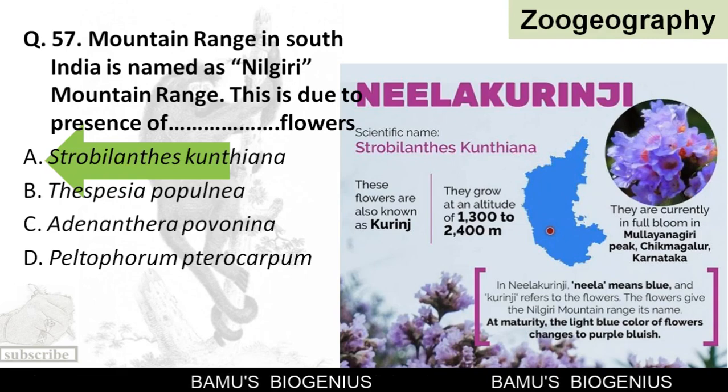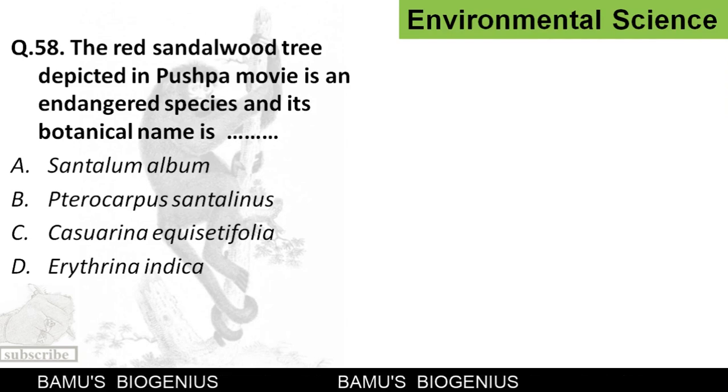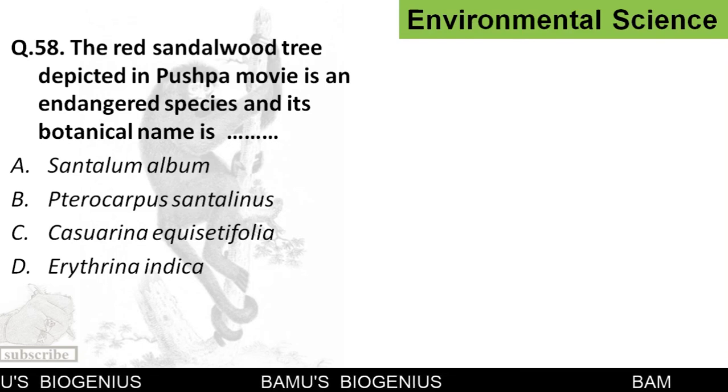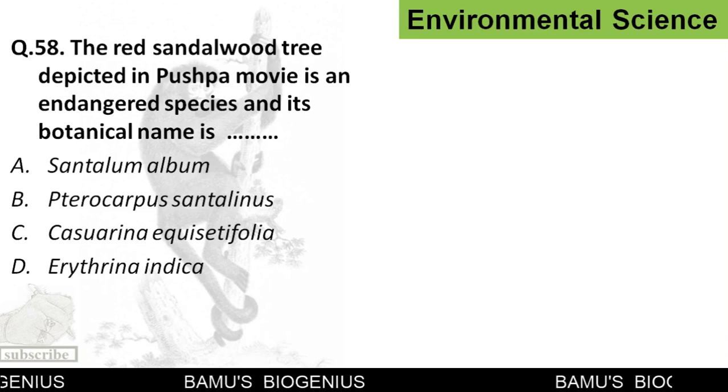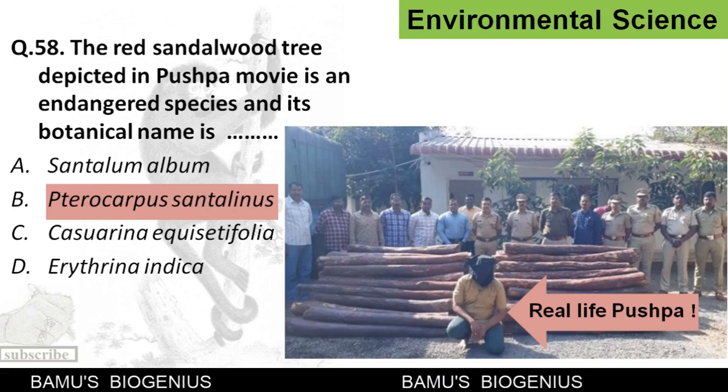Then question number 58: the red sandalwood tree depicted in the Pushpa movie is an endangered species and its botanical name is A. Santalum album, B. Pterocarpus santalinus, C. Casuarina equisetifolia, and D. Erythrina indica. So the answer is Pterocarpus santalinus. So this is question number 58.